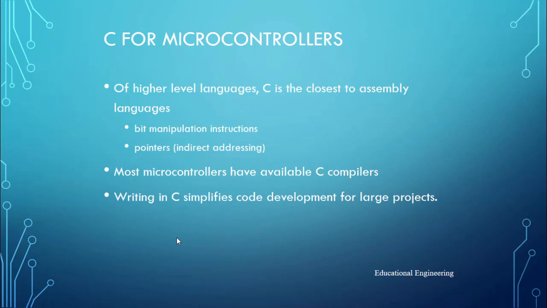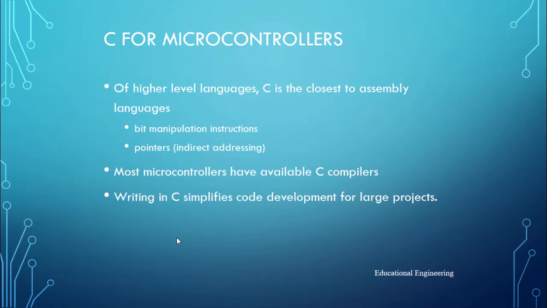Among a lot of high-level languages, C is the closest to assembly language. It has bit manipulation instructions and pointers for indirect addressing. Most microcontrollers have an available C compiler. The one we will be using is mikroC. I will show you how to download it and how to use it.